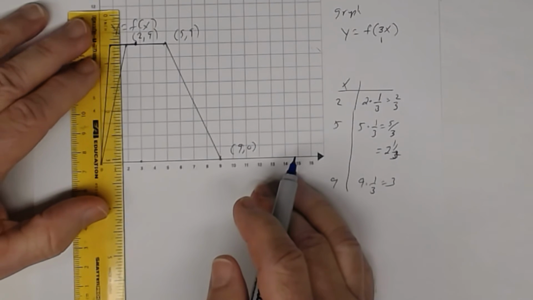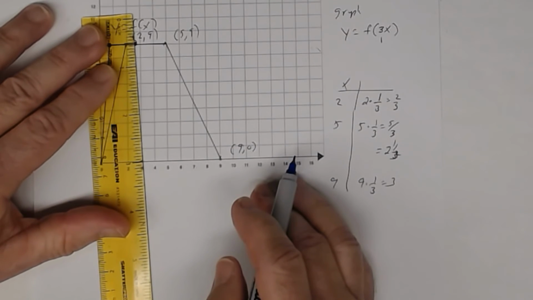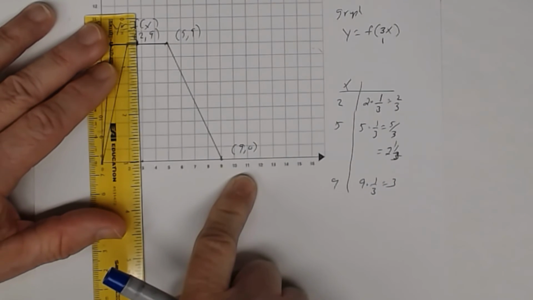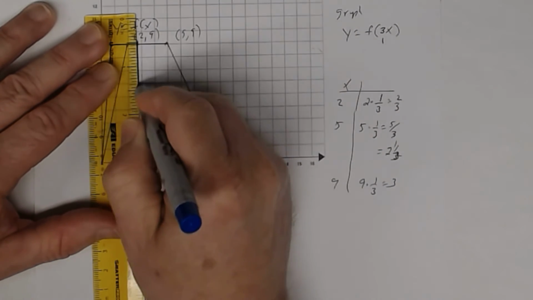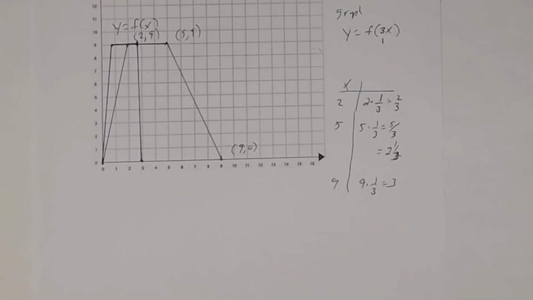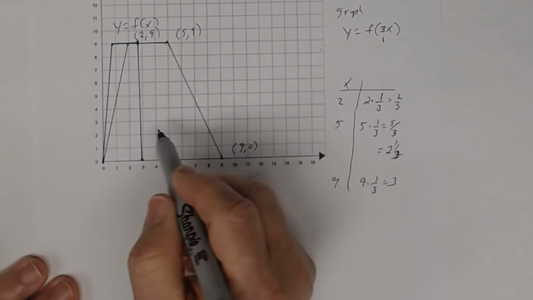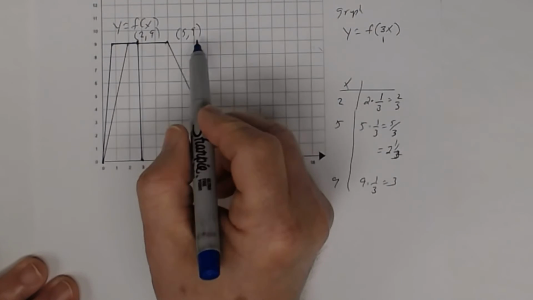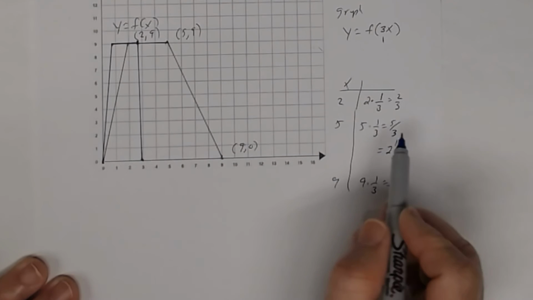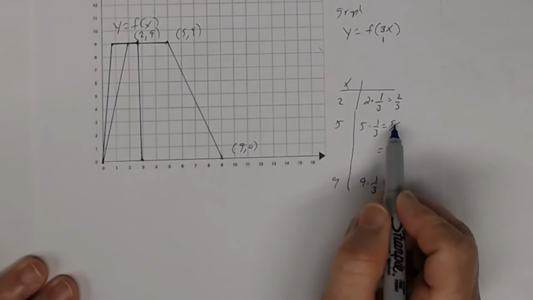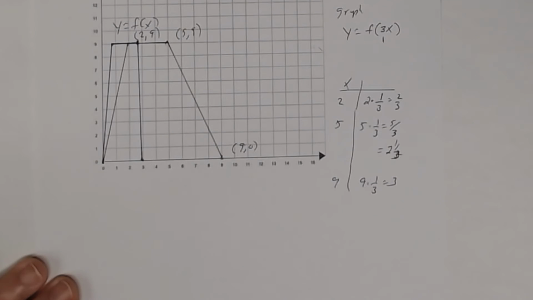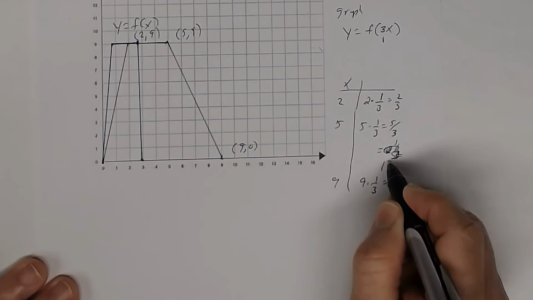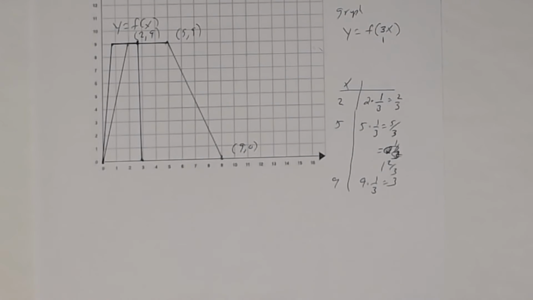So this right here would be, let's see, 9 times 1/3 is 3. Okay, so this one right here, you can't see it very well. Oops, did I do the wrong one? Okay, 5 times 1/3 is 5/3, which is, oops, I did that wrong, sorry. That's not 2 1/3, that's 1 2/3. So I messed that up. So let me go ahead and erase.